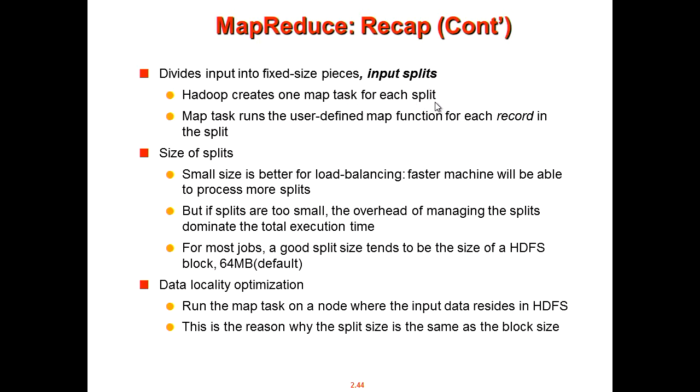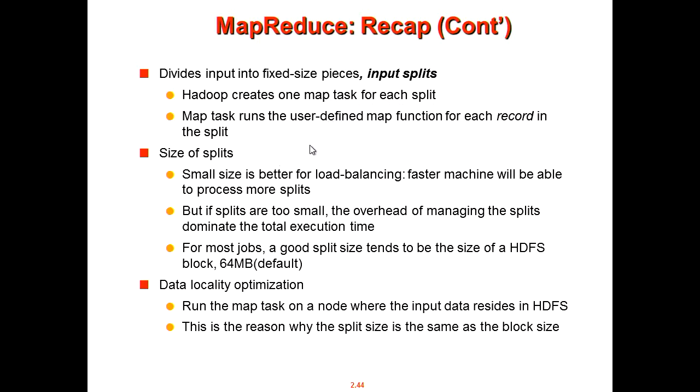But in one split, there are many records. So one record corresponds to one user-defined map function invocation. Here you can see that one map task can invoke the map function many times. So that's the relationship between a map task and a map function: one record is processed by one map function, and one split is dealt with by one map task.